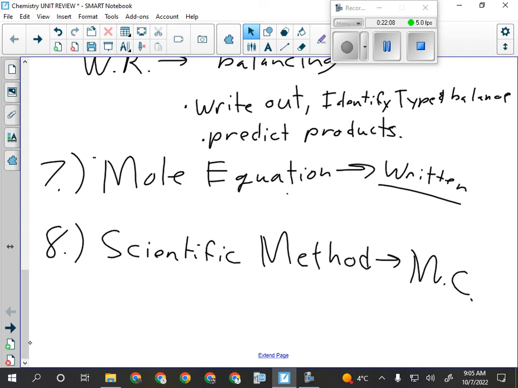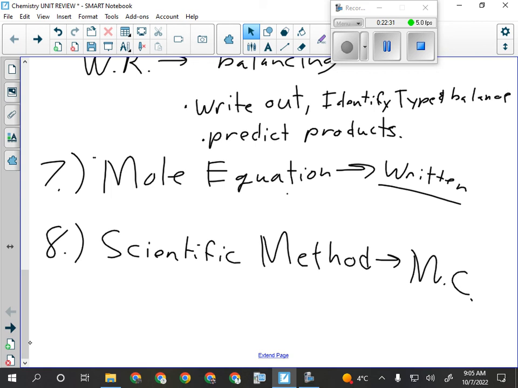The majority, guys, of this test is testing your skills, not so much your knowledge, mostly your skills. That is your reaction skills: predicting, writing, balancing. Your ability to do mole equation calculations, that kind of stuff. That's the bulk of the marks, so practice.